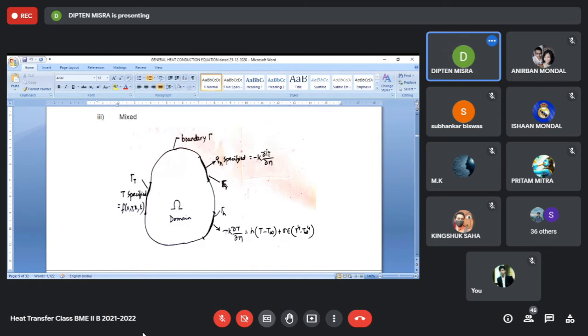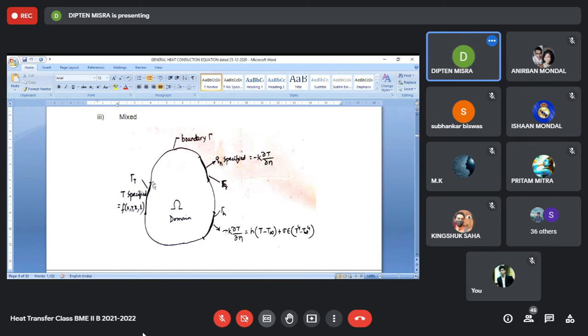That means this also may be a function of time on some part of the boundary. There may be another part of the boundary where locally it is constant. That is, it is not varying with xyz and time. That means on that part of the boundary, the temperature gradient may be constant. It is invariant with xyz and time.